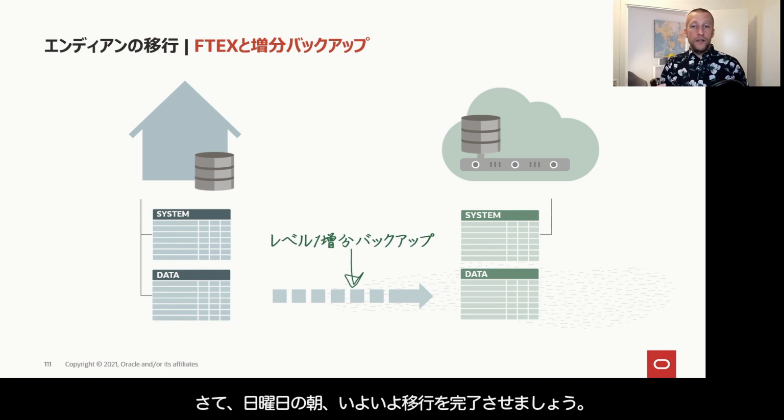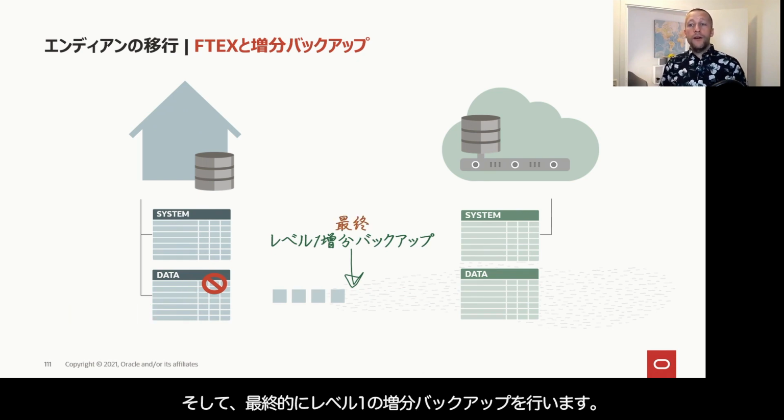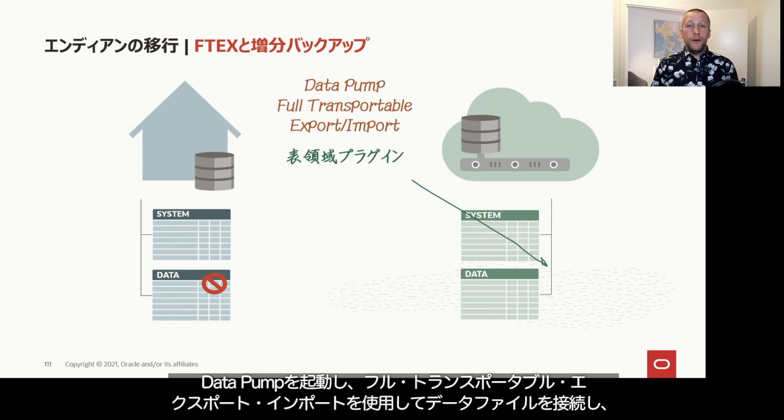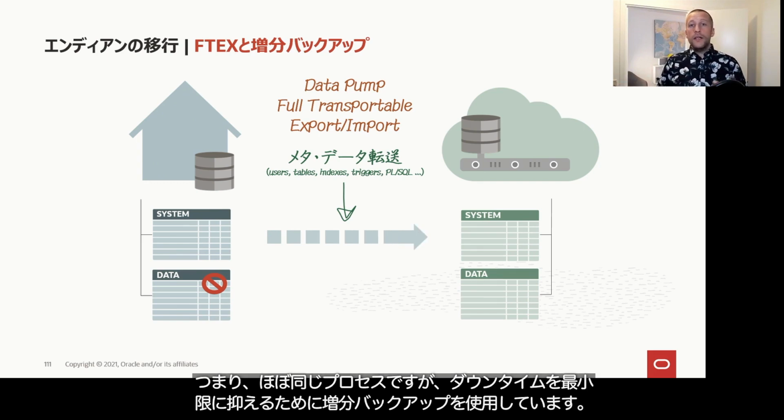Because now it's Sunday morning, it's time to complete the migration. So we start by setting the data tablespace in read-only. Now we have downtime on our system. I then perform a final level 1 incremental backup. So I take all the changes from the source database and put them into the data files on the target system. Now I can start Data Pump and use full transportable export-import to plug in the data files, complete the migration by transferring all that metadata into the target database. So it's more or less the same process, but we use incremental backups to keep the downtime at a minimum.